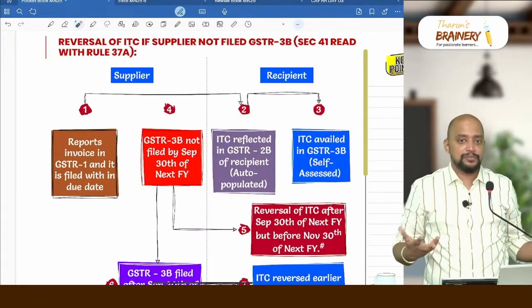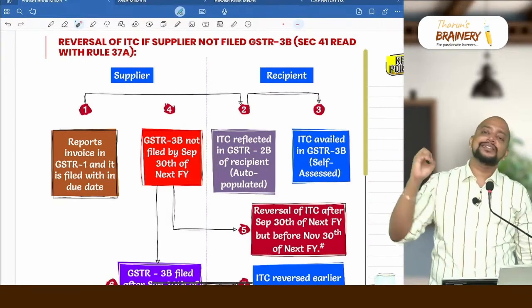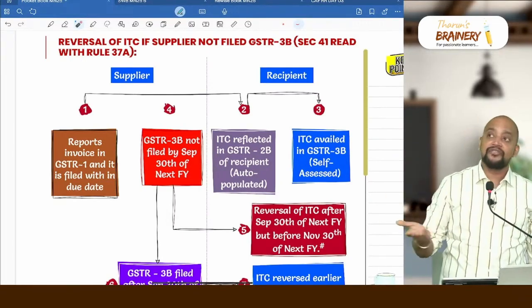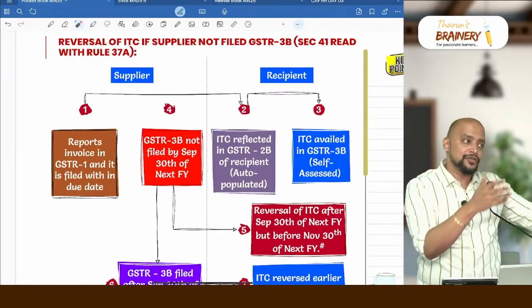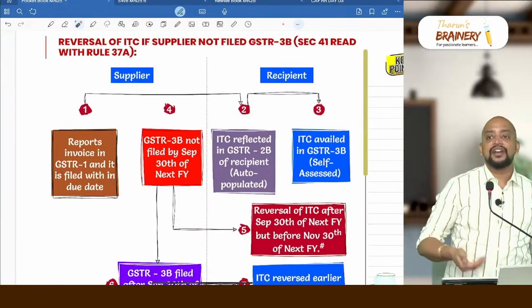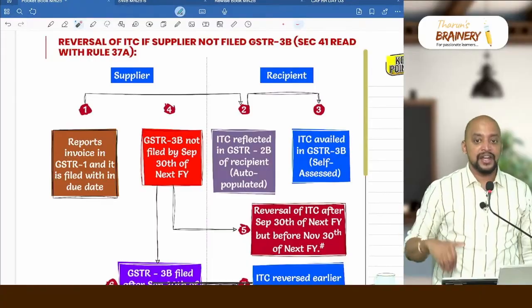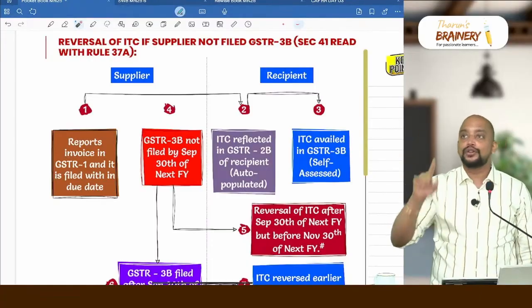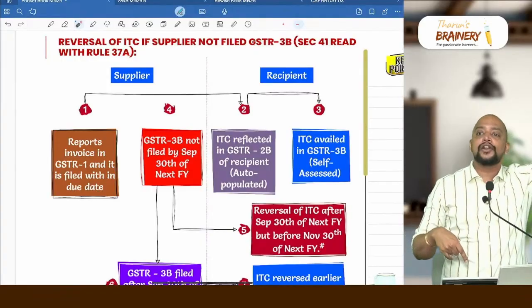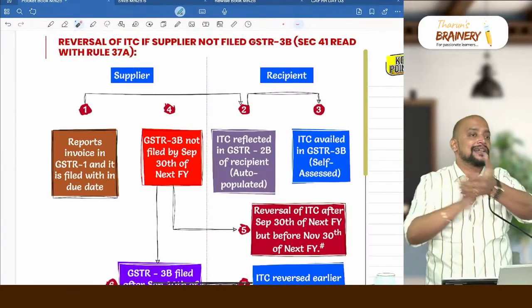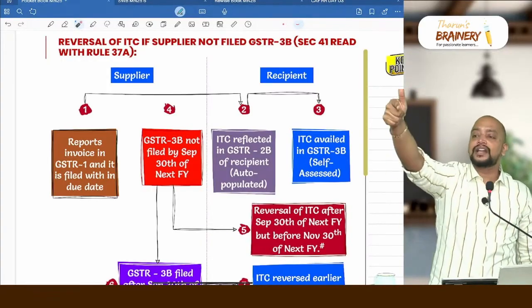That data will be available, which means the recipient should open this GSTR 2B when? After September 30th for the previous year. For example, previous year 24-25. For previous year 24-25, after September 30, 2025, when they open the 2B, they will be able to see the ITC reversal. In that ITC reversal, the suppliers who did not file 3B by September 30th, that data will be reflected here. That amount he needs to reverse.